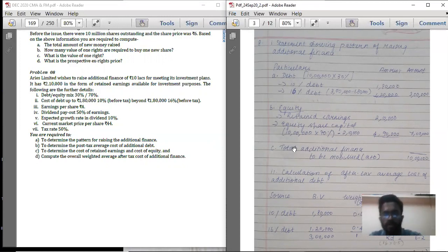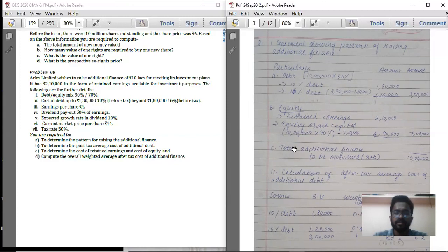So come to problem number 8. Come to the solution. Put the heading, Statement number 1. Statement showing pattern of raising additional finance. Below that, a 3 columnar table. First column particulars. Second column amount. Third column also amount.